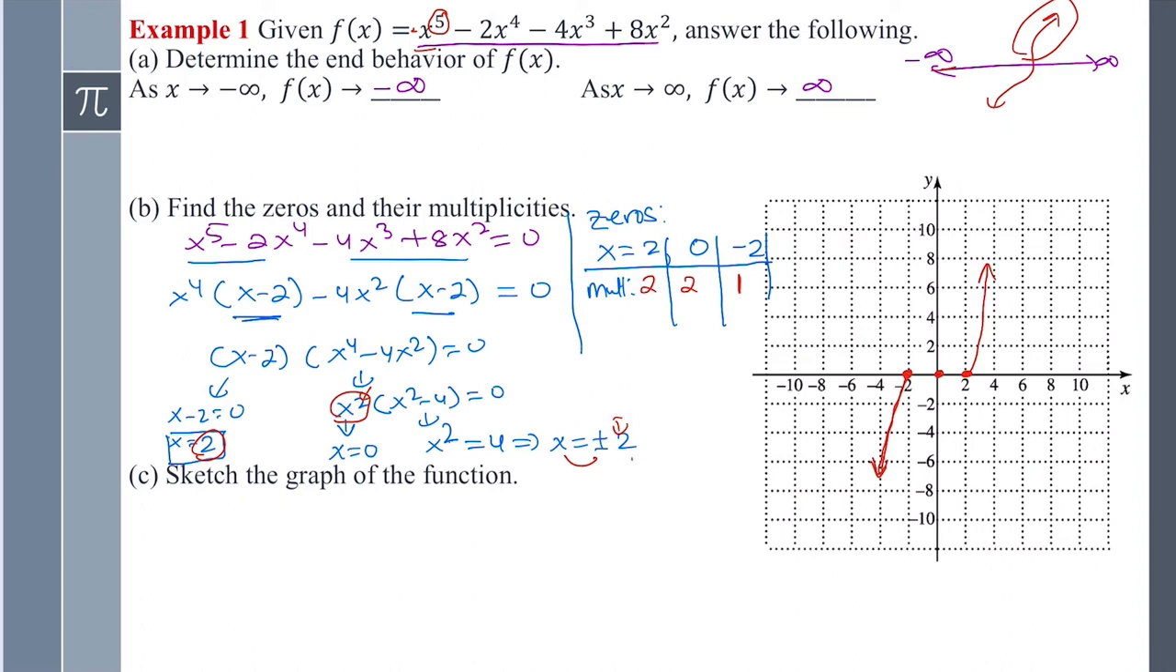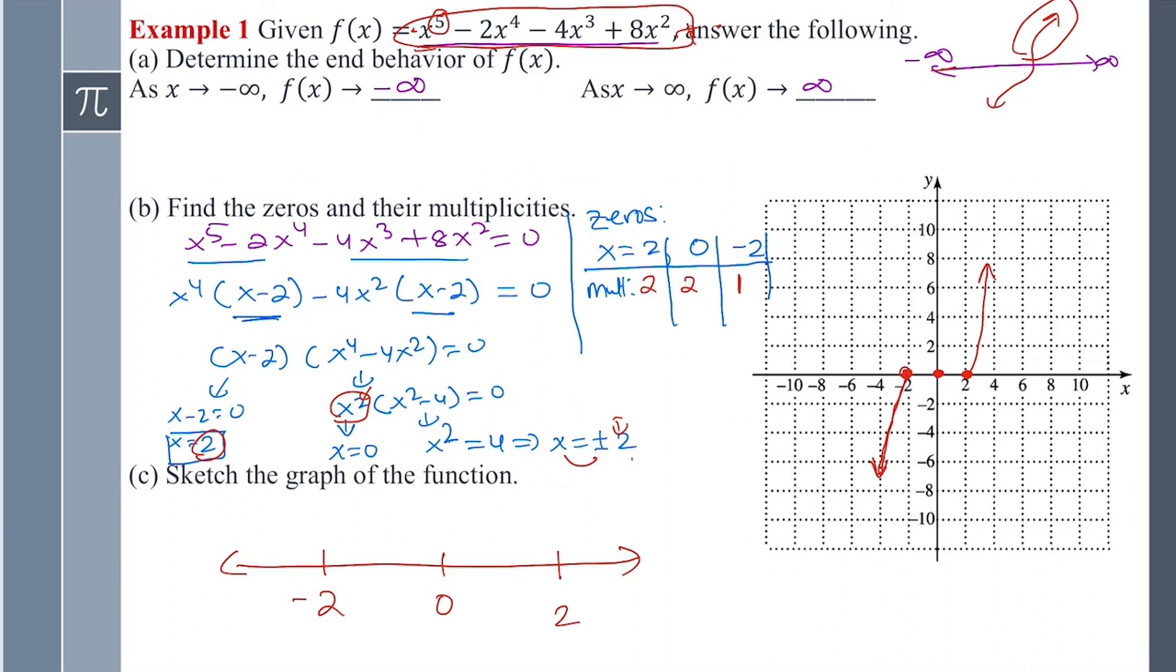Now the next thing is we need to figure out the y-intercept. If I plug in x equals 0 into my function, there's no constant term here, so we get 0. So the y-intercept is also just at the origin. Now let's draw a number line here, okay? So our zeros are -2, 0, and 2.